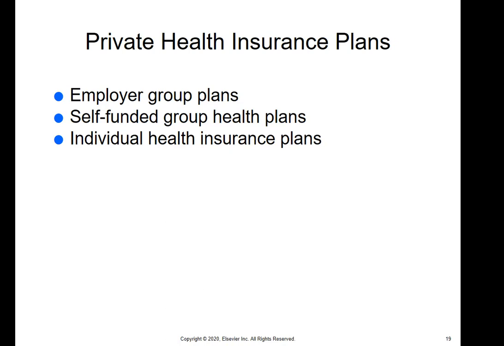Private health insurance plans. You've got employer group plans, self-funded group health plans, and individual health insurance plans. Health insurance plans that are available from commercial insurance companies are considered private plans. In a self-funded group health plan, there is often a third-party administrator that handles the paperwork and claim payments for a self-insured group. An individual health insurance plan is one that is not offered by the employer or another group. These policies can be purchased through a health insurance exchange or directly from an insurance company.